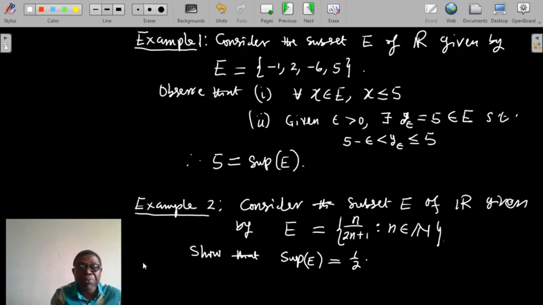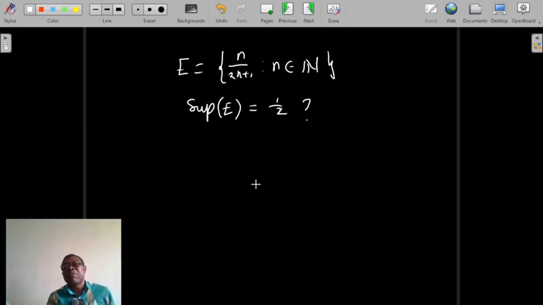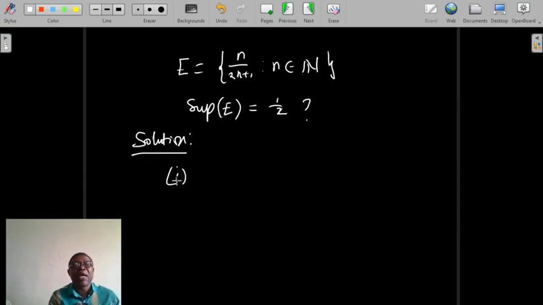So, solution to Example 2. We want to check that the supremum of the set E is equal to half, is equal to 1 over 2. So how do we do that? First of all, let me put a question mark here, because the question mark means we are trying to establish that the supremum is not yet established. So I put it as a question mark. We do it in stages. The first stage I'll call I. Stage I is to check that half is an upper bound.